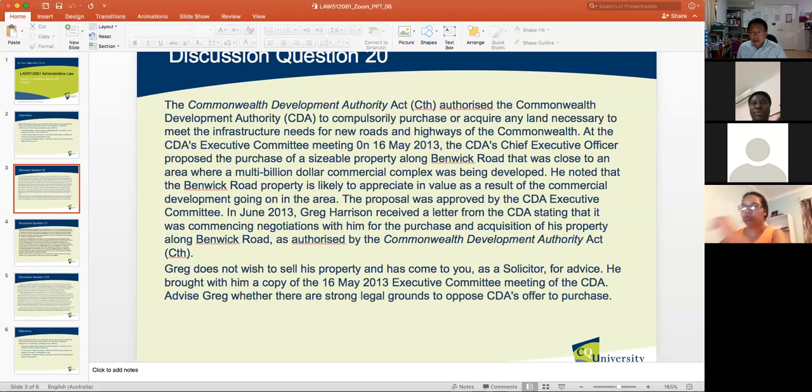Now, Edward raised the point, though, that the decision is likely to be valid and it's difficult to oppose it because it wasn't done for an ulterior purpose. And so therefore he was saying that he would advise against opposing CDA's offer to purchase. Does everyone agree with what Edward said?